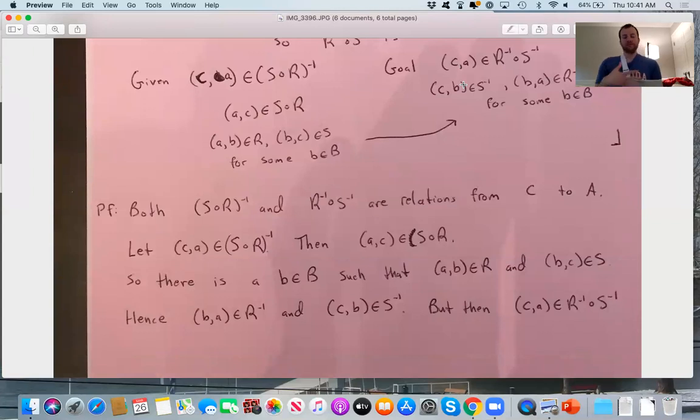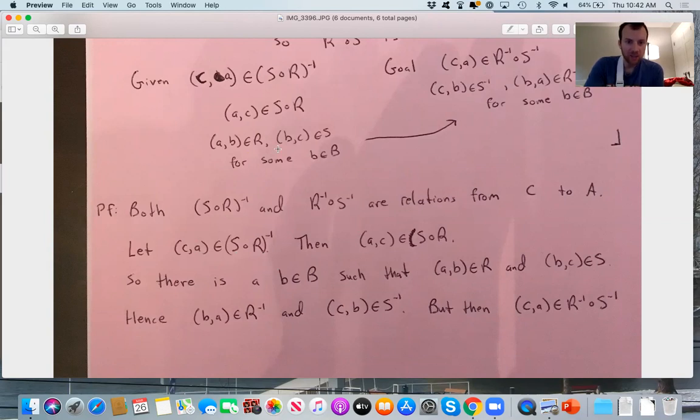So first, establishing that these relations are on the right sets. So they're the right kinds of relations to actually be equal to each other. And given that we're trying to prove that the left relation is a subset of the right relation, that means we start with an ordered pair from this relation.